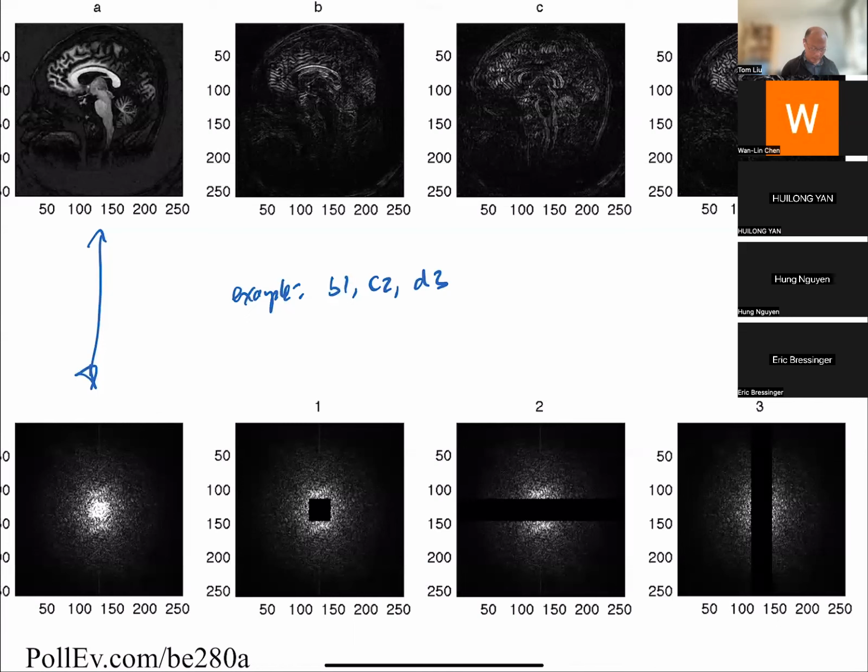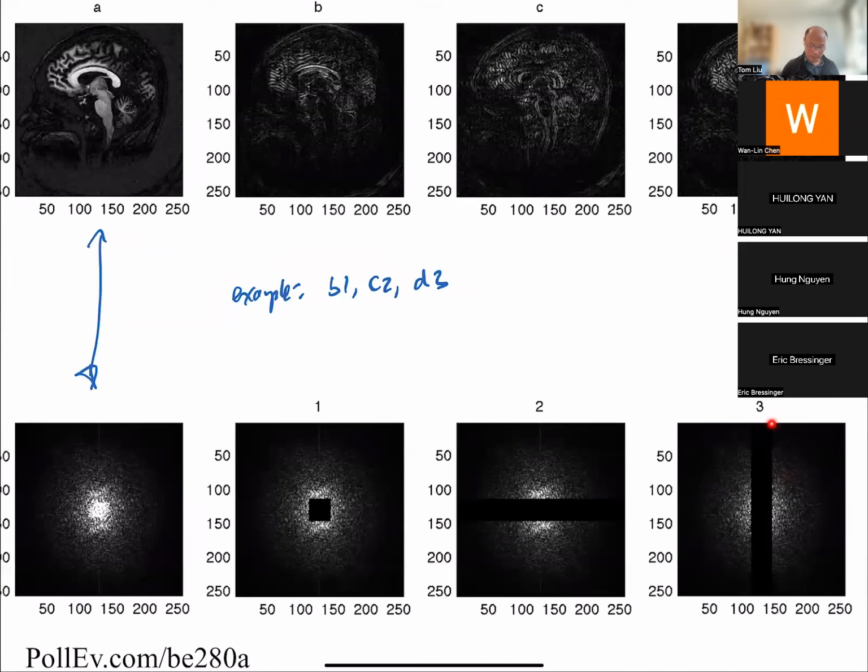Let's take a look at these 1, 2, and 3. So 1, 2, and 3 are the Fourier transforms. Which one of these has the most information? Is it 1, 2, or 3? You can put it in chat, or you can just pipe up and say. So is it 1, 2, or 3 that has the most information?